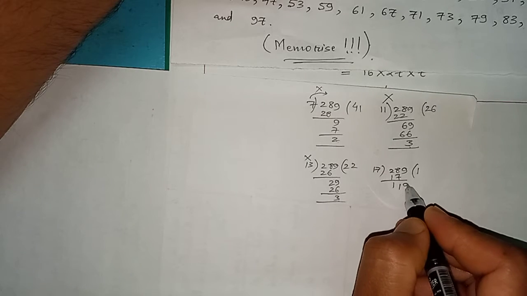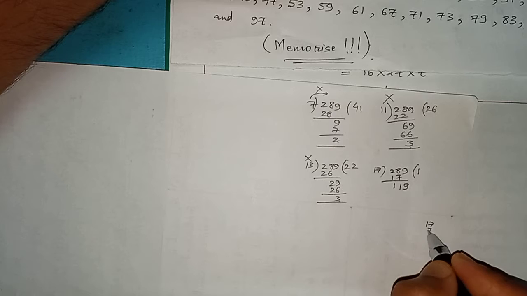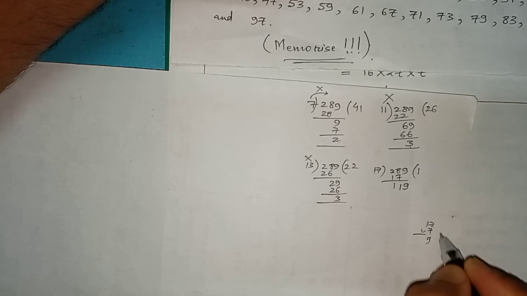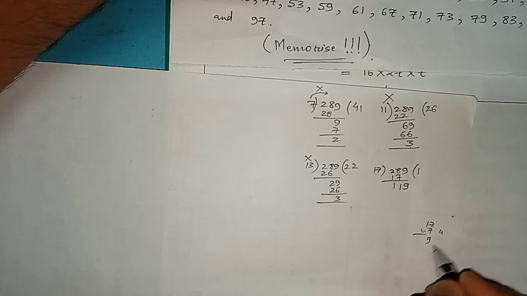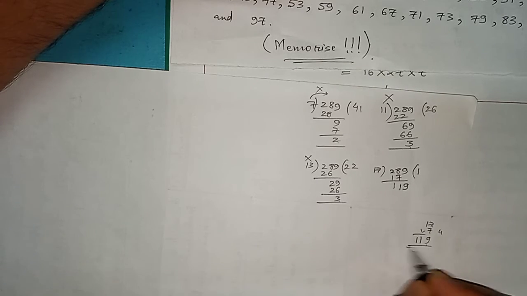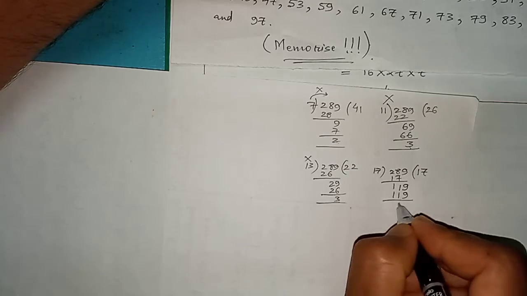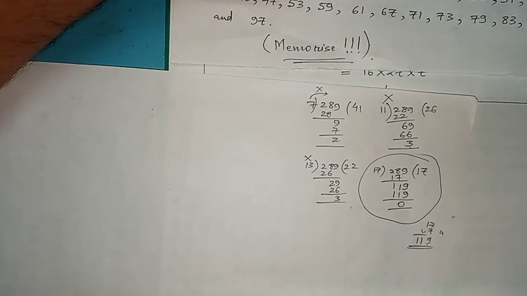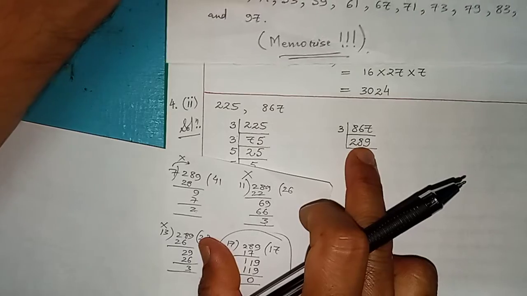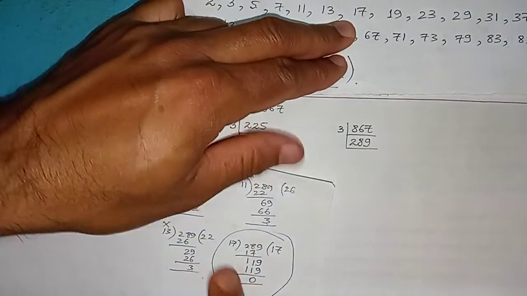Whose turn to come now? 9 comes down, that means 119. Now 17 how many times? Let's try by 7. 7 7s are 49. 4 carry and 9. 7 7s 49, 8, 9, 10, 11. So it's coming. That means 17 sevens are 119. Remainder is 0. See, look. That means this 289 we can divide completely by the prime number 17. So yes, 17 is a prime factor.